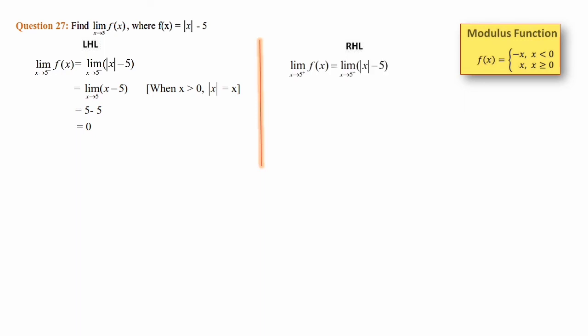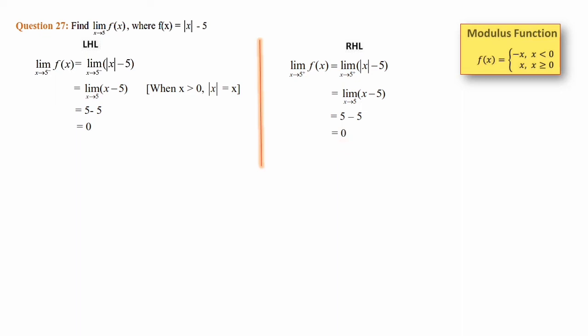Then the right hand side limit, when you take limit x tends to 5 plus f of x, f of x is modulus of x minus 5. Here also let's apply the definition, that is 5 plus, right side of 5. Right side of 5 means greater than 0, that is x we will be taking. So modulus of x will be replaced by x, limit x tends to 5 of x minus 5, and when we substitute 5 here, 5 minus 5, that is equal to 0.